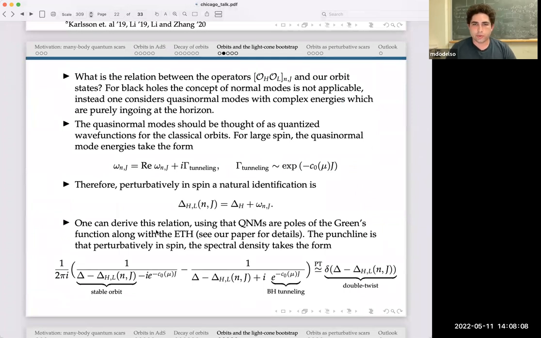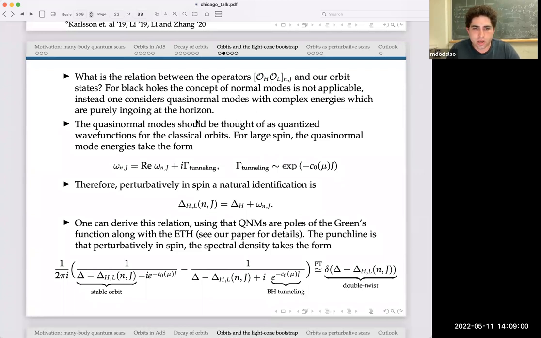So now let's describe the relation between these double twist operators and the orbit states that I've discussed previously. So let's first recall the concept of a quasi-normal mode. For a black hole, we can't talk about normal modes because a wave can just fall into the horizon. And so instead we have quasi-normal modes which have complex energies and are purely ingoing at the horizon. So these are resonances, just like these operators O heavy, O light should be. And so we might expect that they're somehow related, and indeed that will be the case.